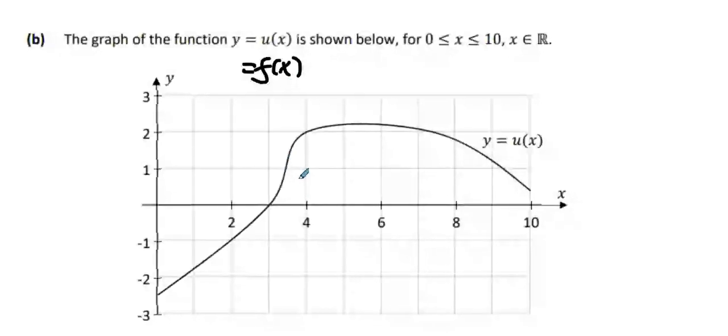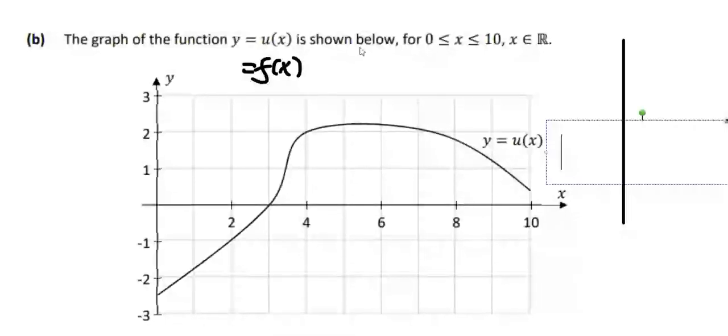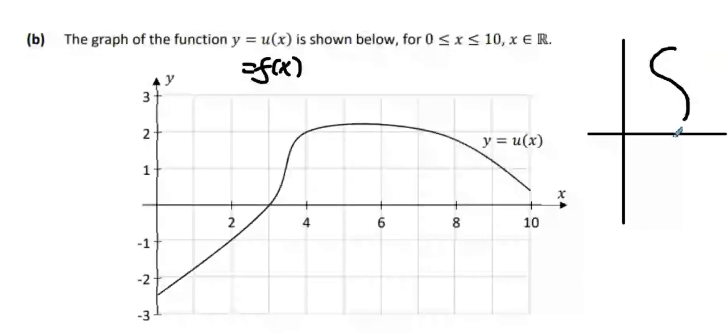Now, there's a rule with functions, just so we're very clear. One input cannot have two different outputs. Does that make sense to you guys? I'll explain what that means now. Imagine I drew an S shape like this. Everybody see the S shape there? See the way it's sort of like an S?